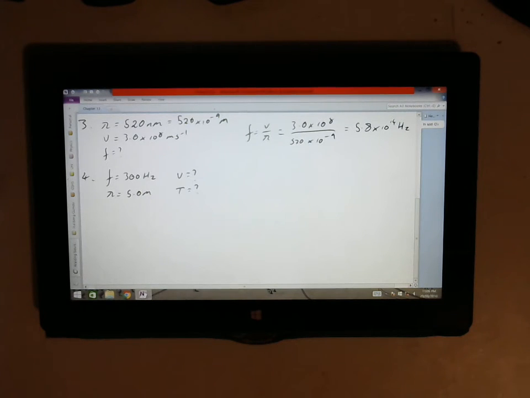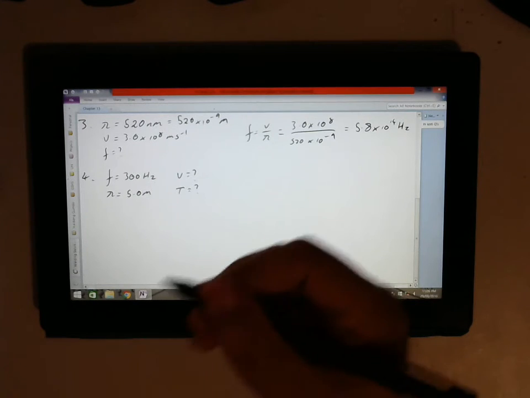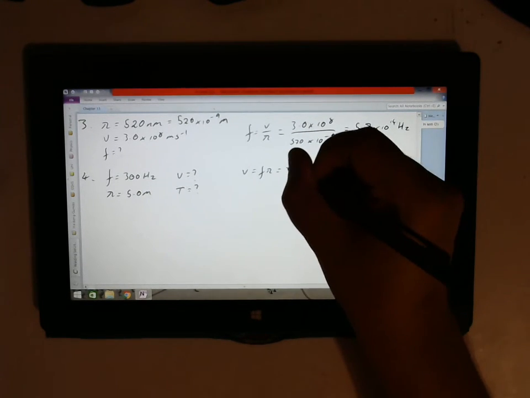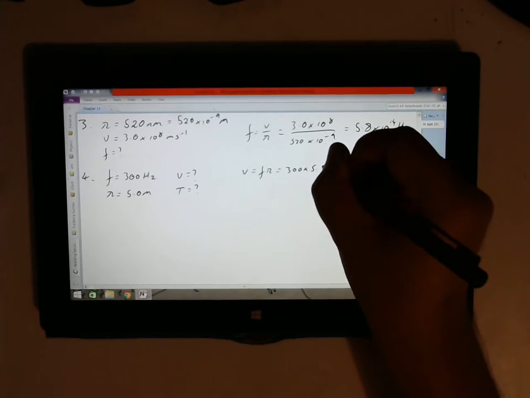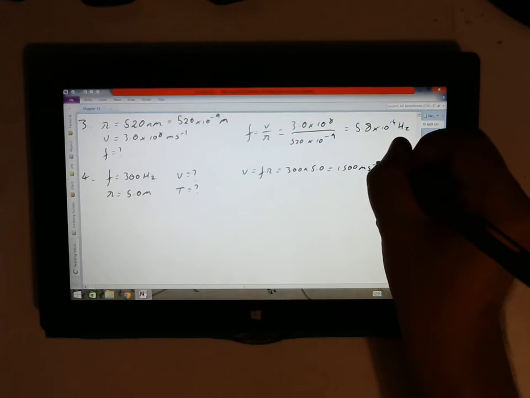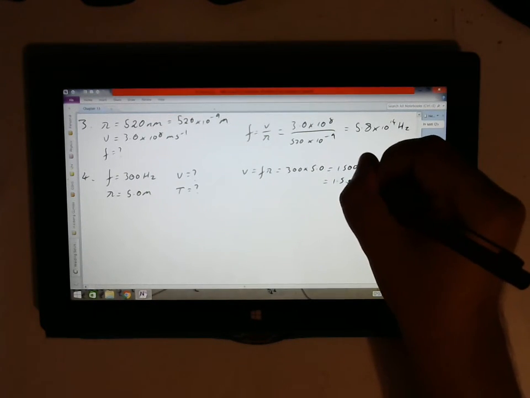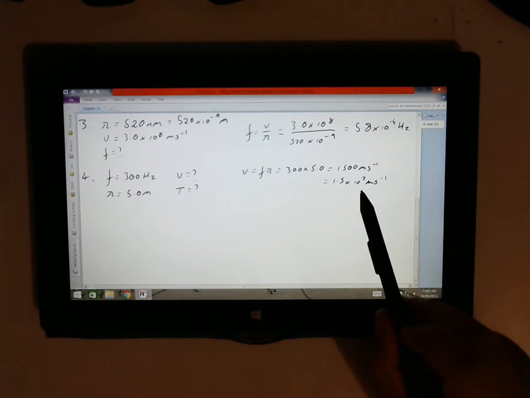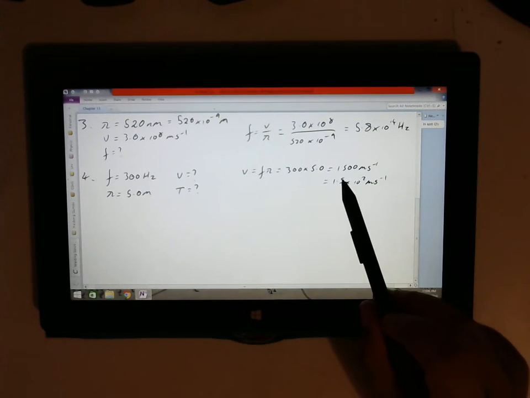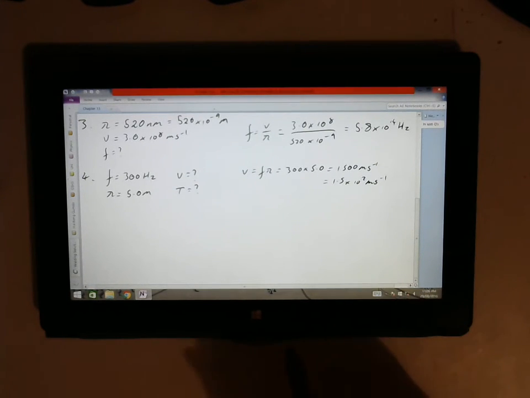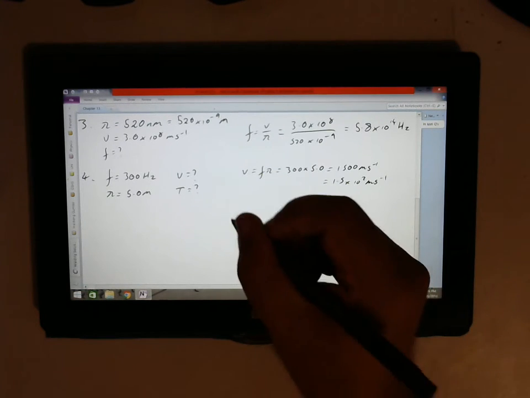So let's have a look at that. Well, we've got V, we need V, and we've got F and lambda, so that's our wave equation. Let's solve that. V equals F lambda equals 300 times 5.0 equals 1,500 meters per second, or 1.5 times 10 to the 2 meters per second. Now remember, the 10 to the 2 is placeholder, so it's not significant. Two significant figures, because we had two significant figures here. Okay, always keep the lowest level of significance.